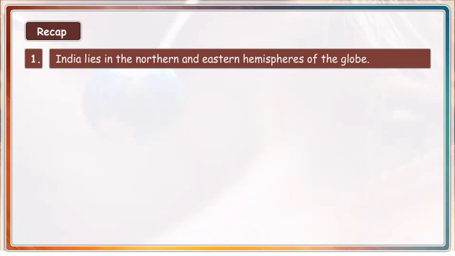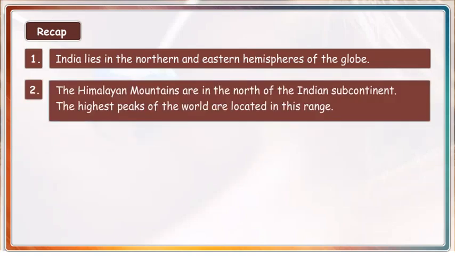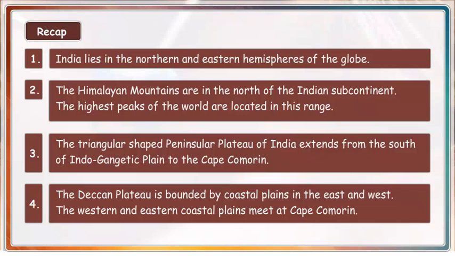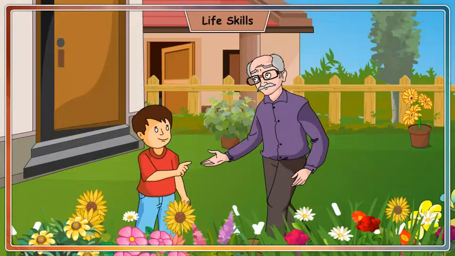Recap. India lies in the northern and eastern hemispheres of the globe. The Himalayan mountains are in the north of the Indian subcontinent. The highest peaks of the world are located in this range. The triangular-shaped peninsular plateau of India extends from the south of the Indo-Gangetic Plain to Cape Comorin. The Deccan Plateau is bounded by coastal plains in the east and west. The western and eastern coastal plains meet at Cape Comorin.